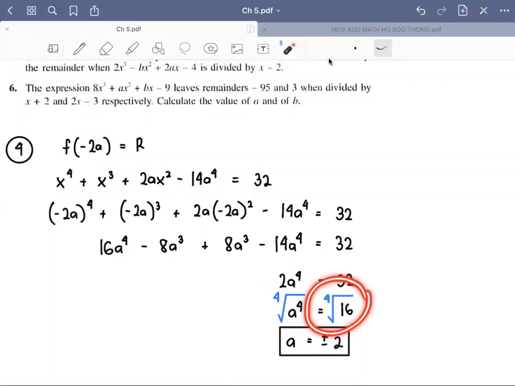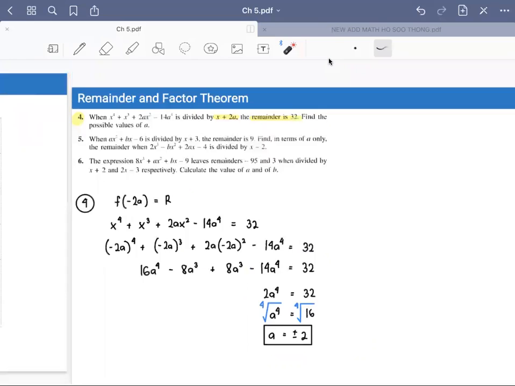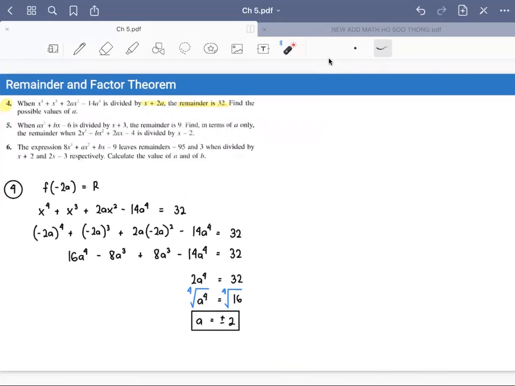And then you guys know how to answer this in your calculator, right? So the fourth root of 16 will give you a positive and negative 2. So that's your answer for number 4. Okay, any question class for number 4? All right, none? Okay. All right, now let's go to number 8.